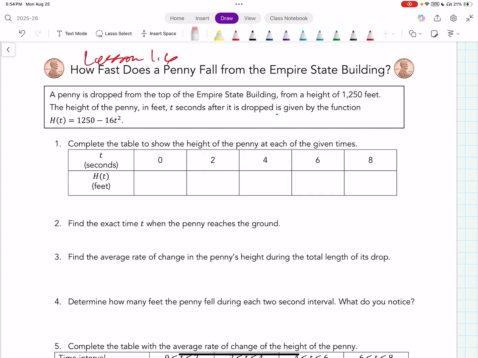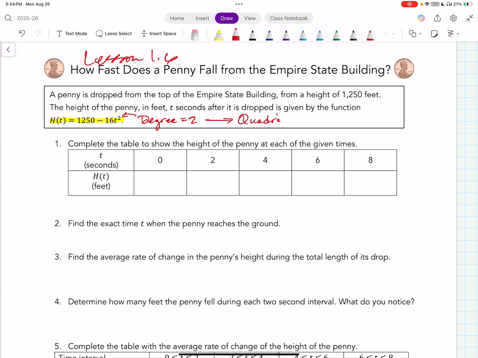All right, so a penny is dropped from the top of the Empire State Building from a height of 1,250 feet. The height of the penny in feet, t seconds after it's dropped, is given by the function. Now check this function out, h of t is equal to 1250 minus 16t squared. And notice that the degree of the function is degree 2, and that means you have a quadratic, which is a parabola.